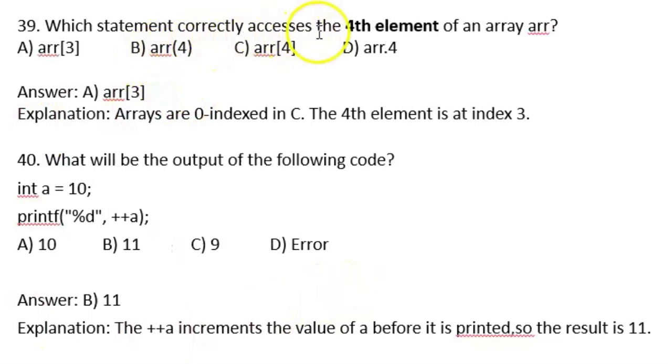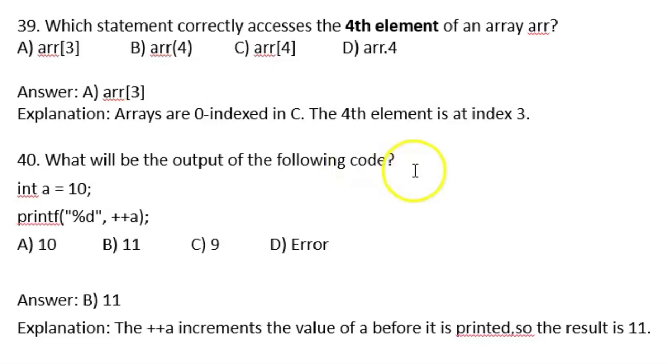Question 39. Which statement correctly accesses the fourth element of an array? Array 3, array 4, array dot 4. The fourth element, since indexing starts from 0, 1, 2, 3, is at index 3. Array in square brackets 3 is the answer. Arrays are zero indexed in C. The fourth element is at index 3.